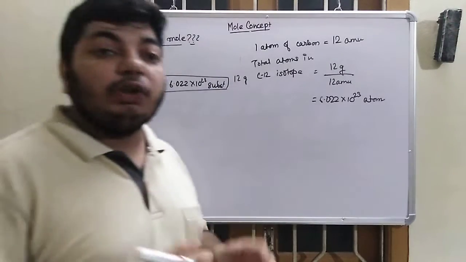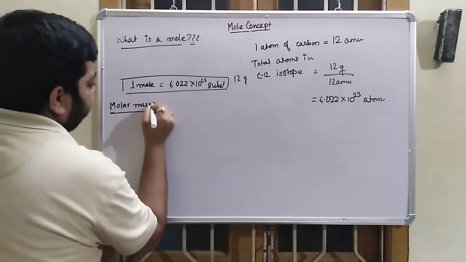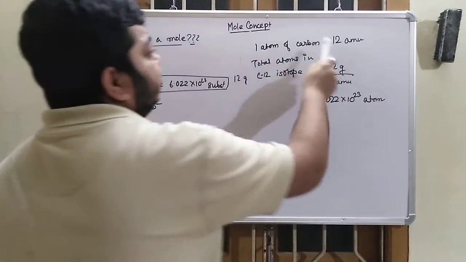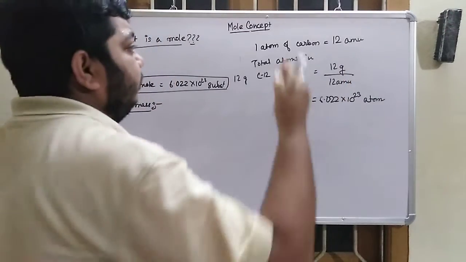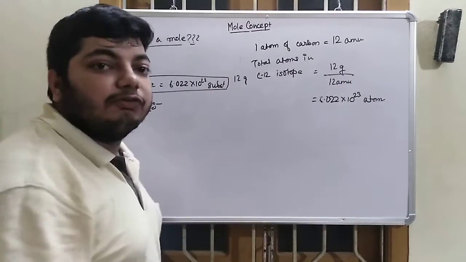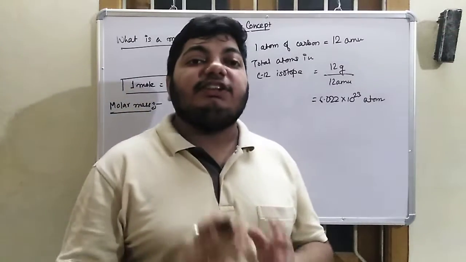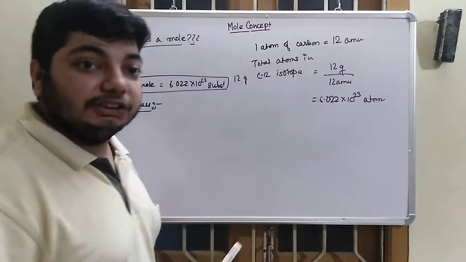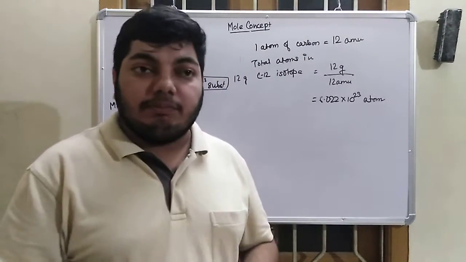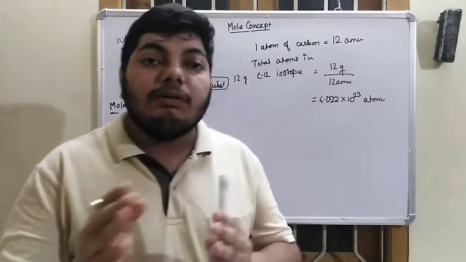Now, what is molar mass? It is very simple. It is just the mass of one mole of a substance. Like C12, what is the mass of 1 mole of carbon? It is 12 gram. So the molar mass of carbon is 12 gram. Mass of 1 mole of a substance is known as the molar mass of that substance, and in case of atoms and molecules, it is numerically equal to the mass of one atom or one molecule.